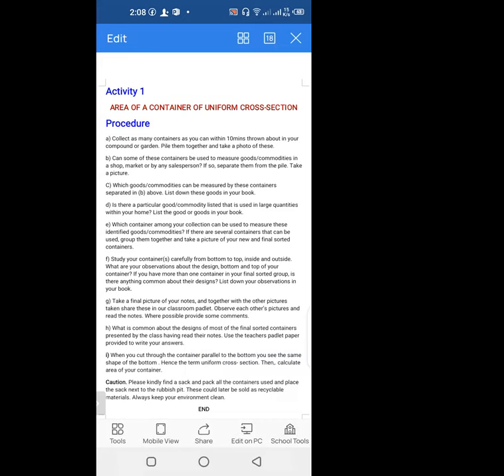So who can read for us the title of this activity? Somebody to unmute and read for us. Area of containers of uniform cross section. Thank you so much. So we are going to look at the area of a container of uniform cross section. I think you have done what I told you earlier before I opened the activity. I wanted you to get out of your houses so that we follow the procedure as it goes.